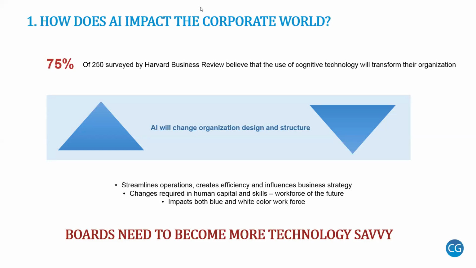A survey done by the Harvard Business Review last year found that 75% of 250 CEOs questioned believe that the use of cognitive technology will transform their organizations within 3 years. This impacts the way these organizations operate, their processes and designs, along with how they are governed. It's aimed to streamline operations, creating efficiency, influencing business strategy, and impacts the workforce. Although these developments are great and innovative, they do bring corporate governance challenges with them.